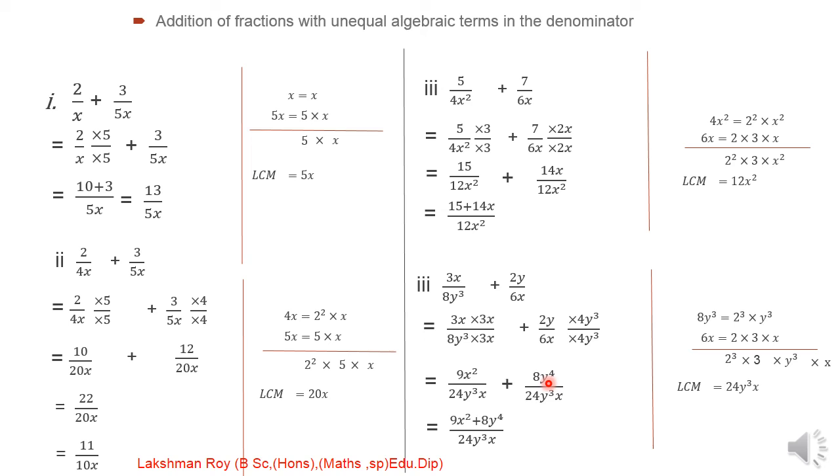So now you can add. How to add? The denominator is the same, one denominator. 9x to the power 2, want to add 8y to the power 4. You know these are x terms, these are y terms. So you can't add them. That means you can write it only with addition as an algebraic expression. So this is the answer for that one.